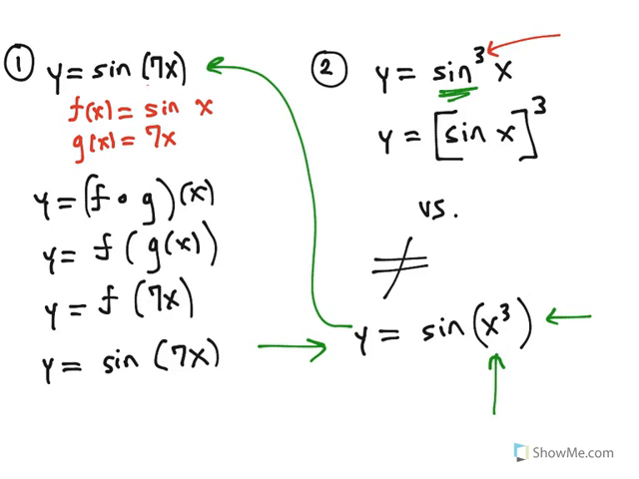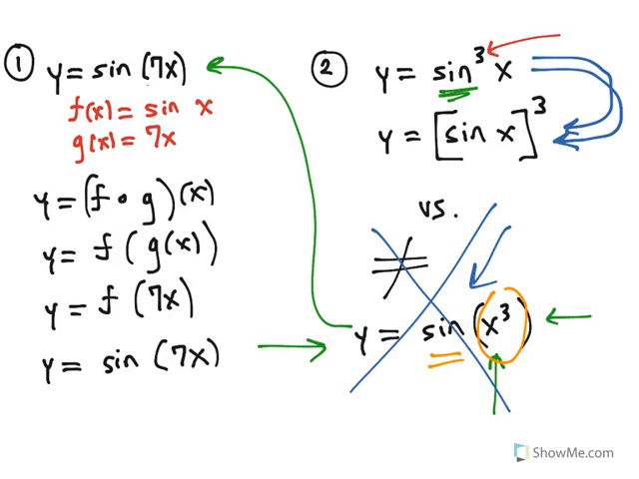So this would be like number 1, where the inside function would be x cubed and the outside function would be sine. But that's not what we have for number 2. We have sine cubed of x, not sine of x cubed. You can write sine cubed of x as you see here. This is an alternative way of writing it. This means you're taking your inside function, which is sine, and then you're cubing it. It is different from what you see at the bottom of the screen.